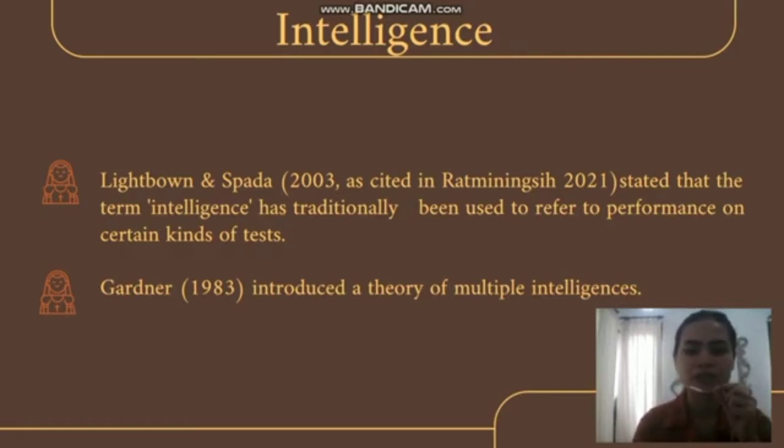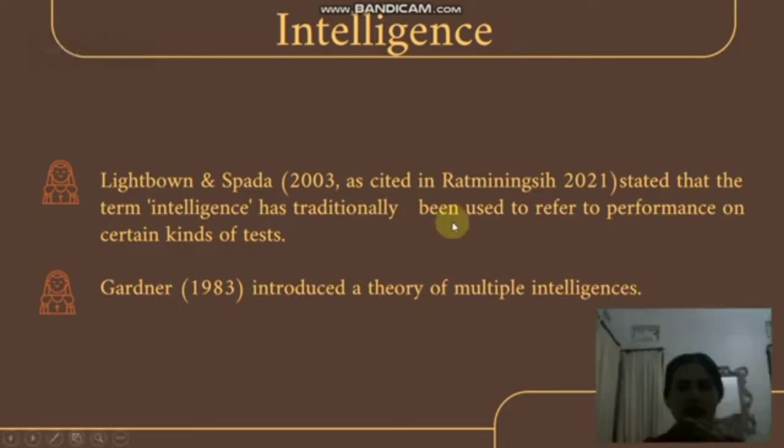The first one is linguistic, and then logical-mathematical, then spatial, then musical, and bodily-kinesthetic. From those intelligences, we can decide the interests of students in language learning. In conclusion, intelligence is one of many factors that affect students' success in language learning. Next is age.